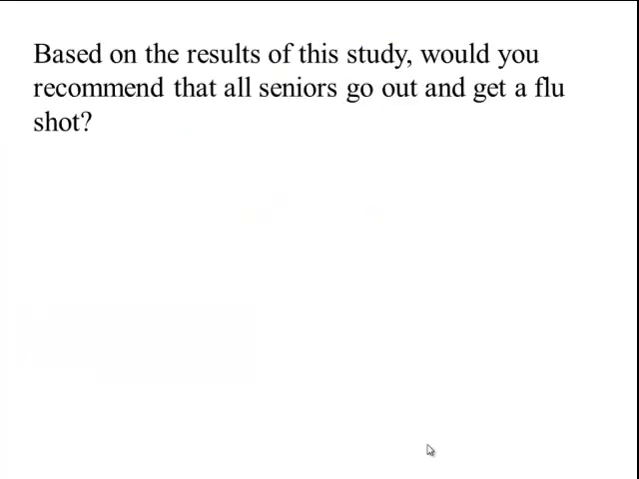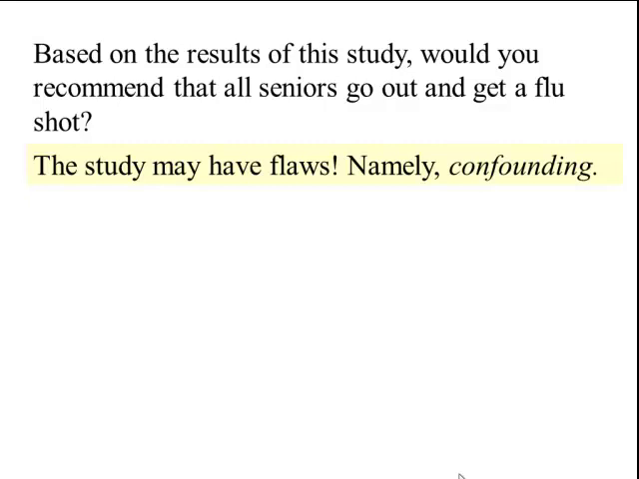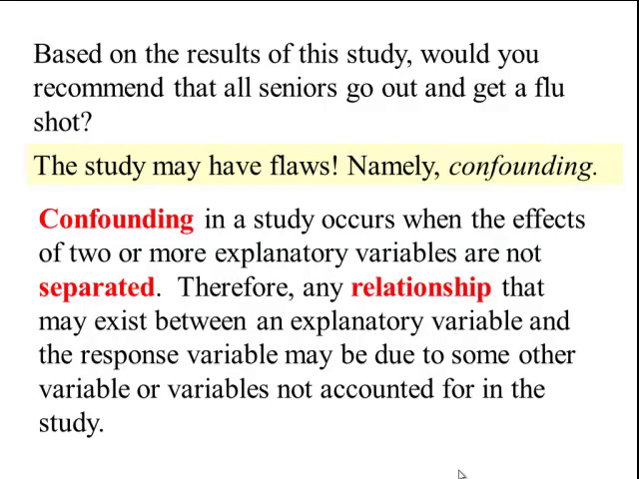Based on these results of the study, would you recommend that all seniors go out and get the flu shot? The answer is no. The study may have flaws, namely confounding. Confounding in a study occurs when the effect of two or more explanatory variables are not separated. Therefore, any relationship that may exist between the explanatory variable and the response variable may be due to some other variable or variables not accounted for in the study. So the flu example is an observational study, and there is confounding going on in this study.